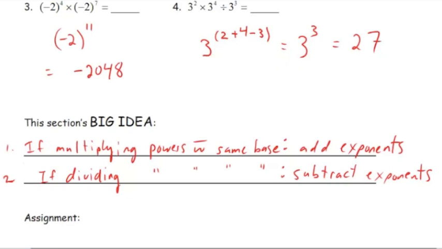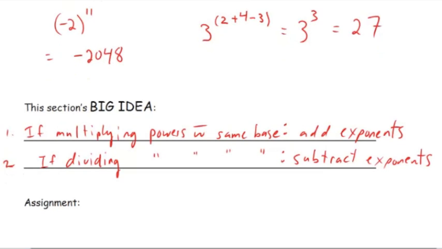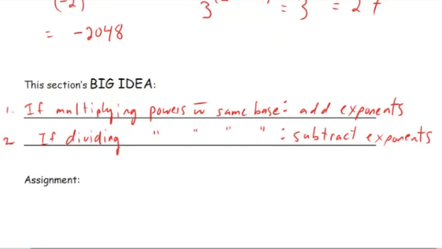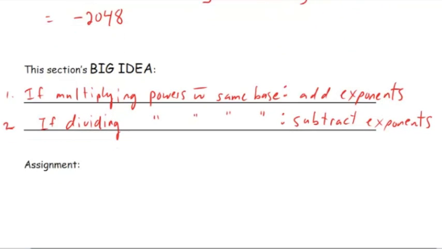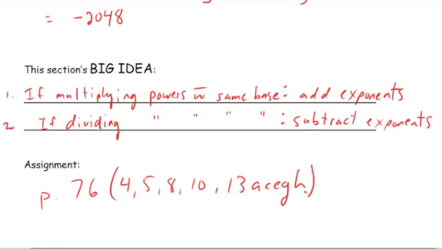Okay, the next section looks at a few more exponent laws, but this section will give us some practice with the first couple. Okay, so our assignment here will be page 76, 4, 5, 8, 10, and then a selection from number 13, A, C, E, and G. So that should get us started in class.